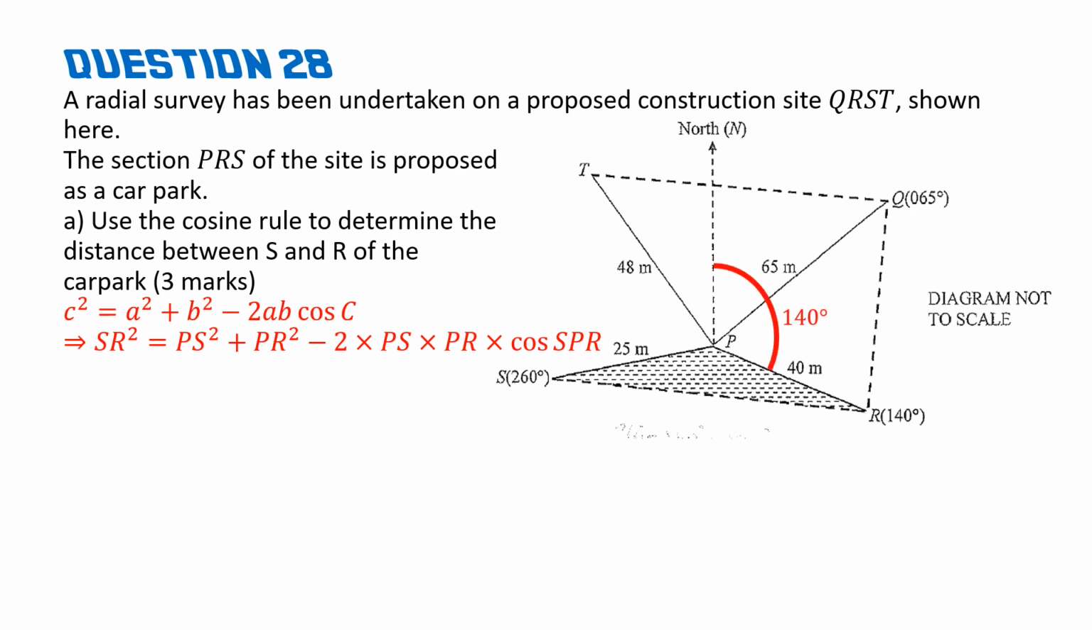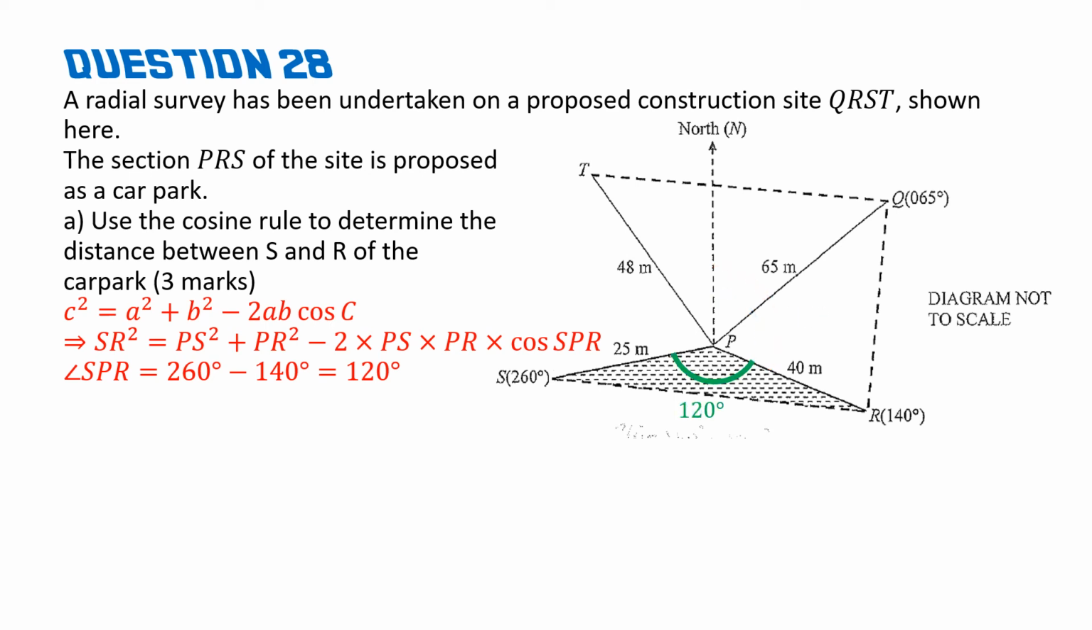Now we know from the fact that R says 140, that's our bearing from north. So that means that that red angle there is going to be 140 degrees. The other piece of information we've got is that point S is on a bearing of 260 degrees. So that means that that big blue angle there is 260 degrees. So how can I find just the angle of the shaded section there? Well, it's the difference between those two angles. So it's going to be 260 minus 140 degrees. And that tells me that that angle in the middle there, SPR, is going to be 120 degrees.